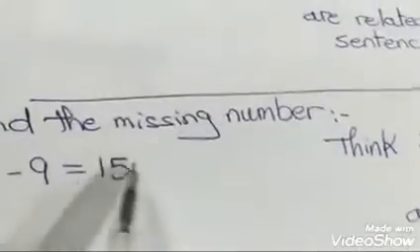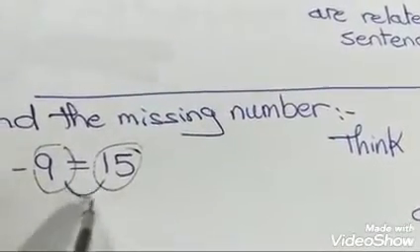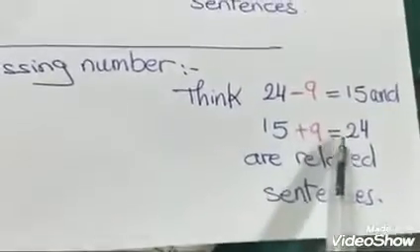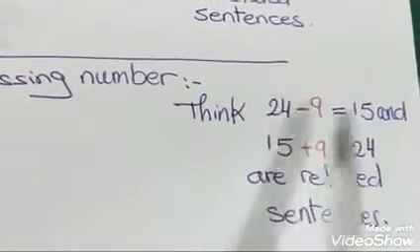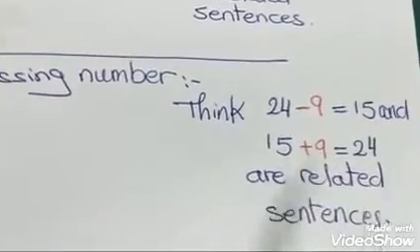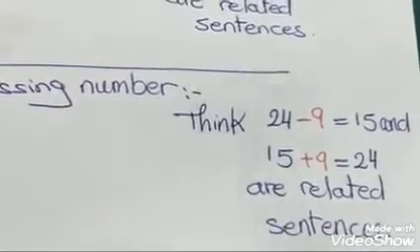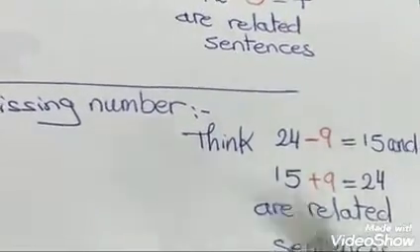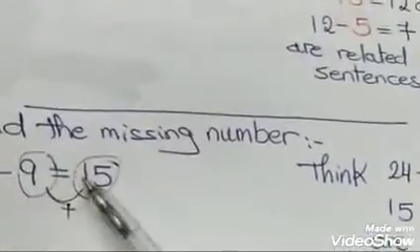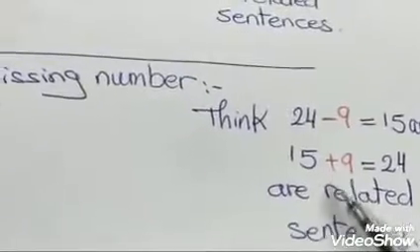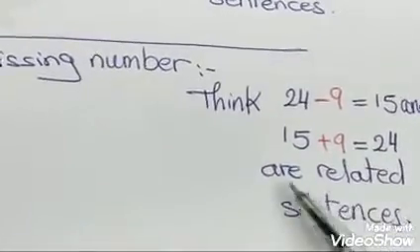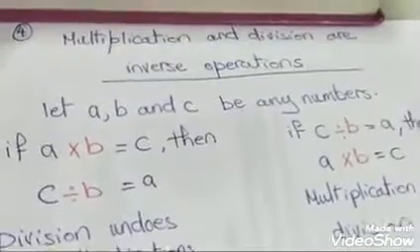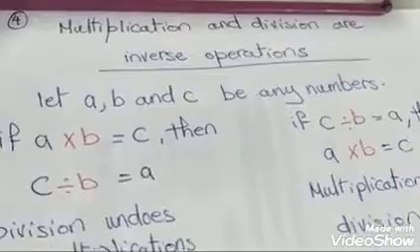Now, if I add these two numbers, I will have the missing number: 15 plus 9 equals 24. 24 minus 9 or 15 plus 9, they are related sentences. Even if I say 24 minus 15, it will be 9. All these mathematical sentences are related to each other by inverse operations. So addition and subtraction are inverse operations.